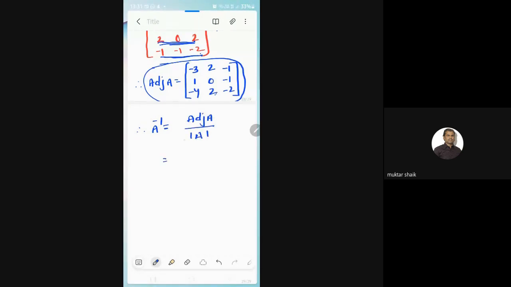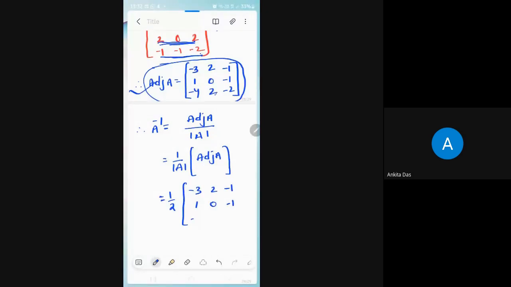This can be written as 1 by det A into adjoint A. Now tell me, what is the det A we have obtained? Det A is 2. So 1 by 2 into, what is our adjoint A matrix? This one: minus 3, 2, minus 1; 1, 0, minus 1; minus 4, 2, minus 2.